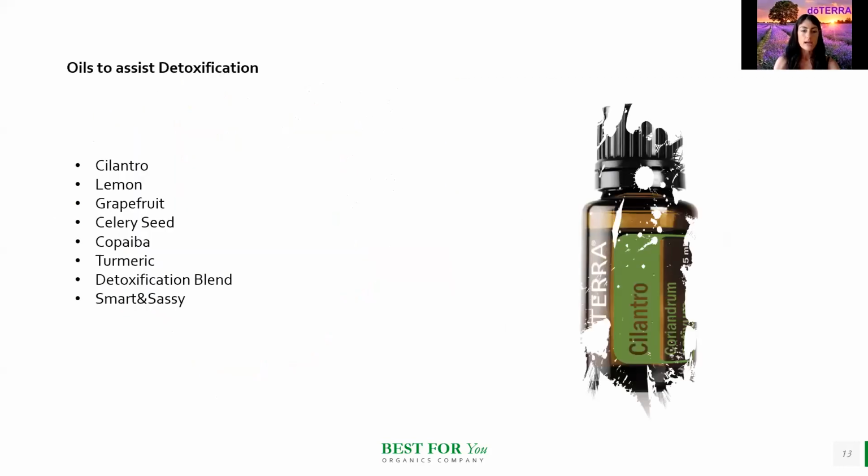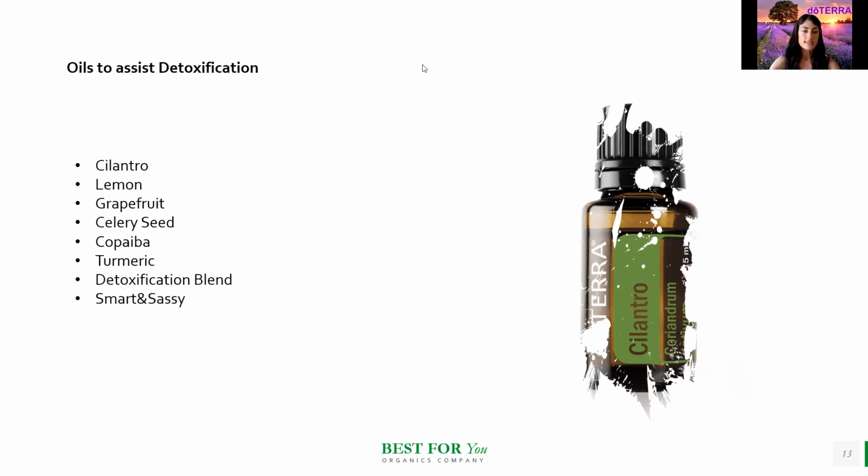Okay. Right, so what I'm going to do now is run you through the oils. Faranak has nicely broken down how the oils assist in detoxing your system, but I'll help you specifically. In general detoxification, these are the oils that you would use: cilantro, which is your coriander, lemon, grapefruit, celery seed, which we don't have yet in South Africa, copaiba, and turmeric. The detoxification blend is your Xender Grind, which Faranak has already shown us, and the Smart and Sassy.